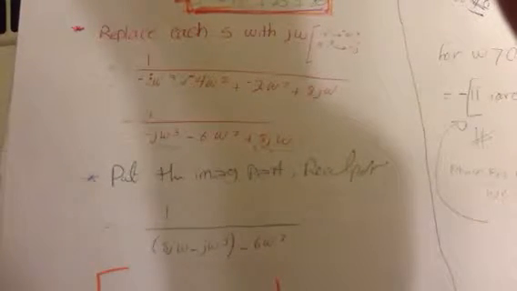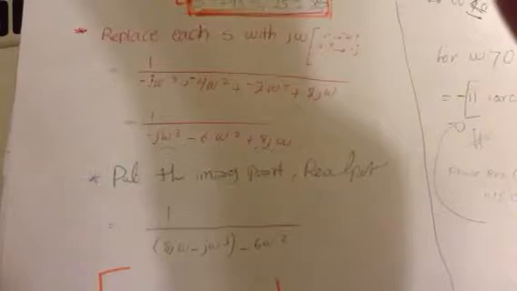Okay, after that we have to replace each s with j omega, and remember if we have s cubed, we can replace it with j cubed omega cubed, and then after that we can replace the j cubed with negative j. The same thing with s squared, we can replace it with j squared omega squared, and after that we can replace the j squared with just negative 1.